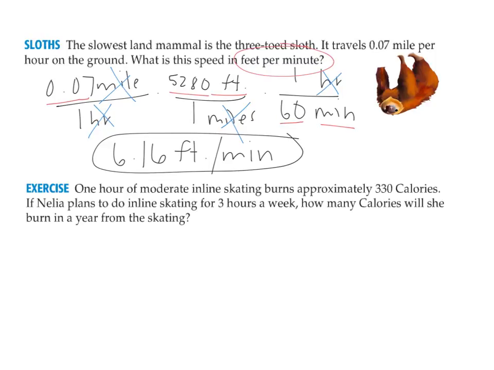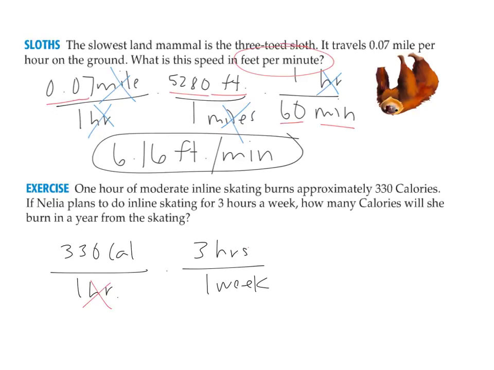One hour of moderate inline skating burns approximately 330 calories. If Nelia plans to do inline skating for 3 hours a week, how many calories will she burn in a year from the skating? So let's write down what we know and what we're starting with. So we know that she can burn 330 calories per 1 hour. Now we also know we need to get to calories per year, so we can leave calories in the numerator. We don't need to get rid of that, but we need to change hours to a year. So we also know she's skating 3 hours in 1 week.